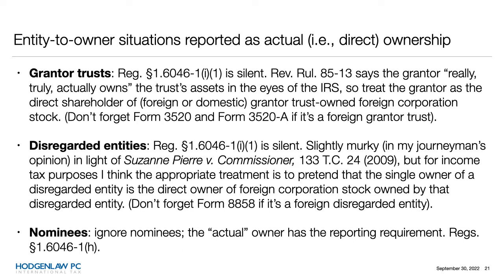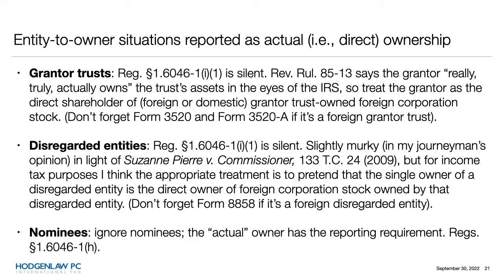Now here are three situations where these are not attribution rules. We're not saying we're going to pretend that you own the assets of another person. We are going to say this other person, this other tax-paying entity or non-tax-paying entity, as the case may be, is treated as if it just simply doesn't exist, and we're treating you as the direct owner, so your name on the stock certificate kind of situation.